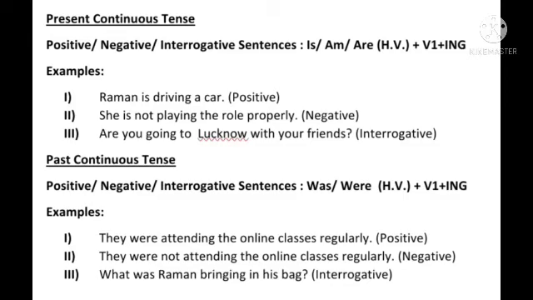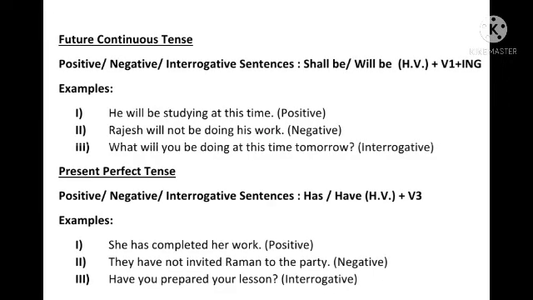It's an interrogative sentence. In future continuous tense, we use the helping verbs shall be or will be plus the ing form of the verb. We use shall be when the subjects are I and we. With the rest of the subjects we have to use will be.